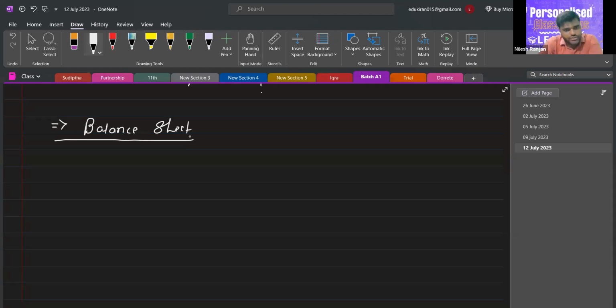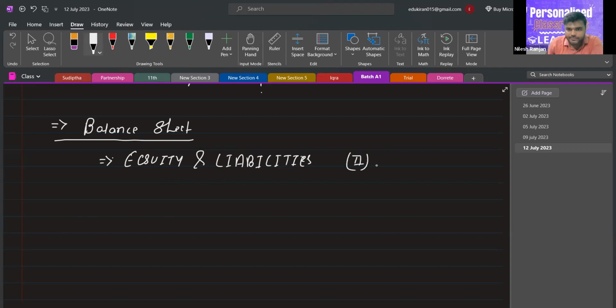Now, how do we prepare a balance sheet? In the balance sheet there are two sides. We write these items in vertical form. First is equity and liabilities, and the second is assets. Yes, sir. There are these two sides, equity and liabilities, and assets.